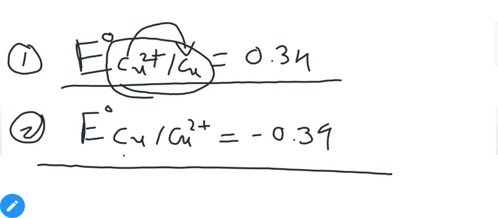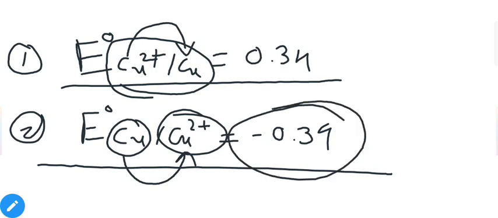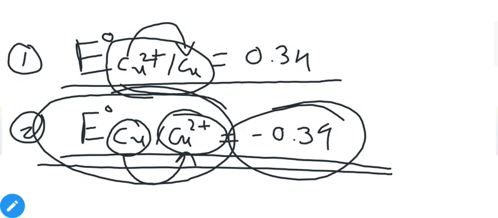And what about the second? Cu to Cu2 plus. It represents that we are oxidizing. The initial stage is Cu, that means it is our reactant, and the final stage is Cu2 plus, that means it is our product. So it is an oxidation reaction. We are increasing the oxidation state, so this value represents oxidation potential. So the first is standard reduction potential and the second one is standard oxidation potential. Keep in mind, always watch these terms or symbolic representation first and then compare them.